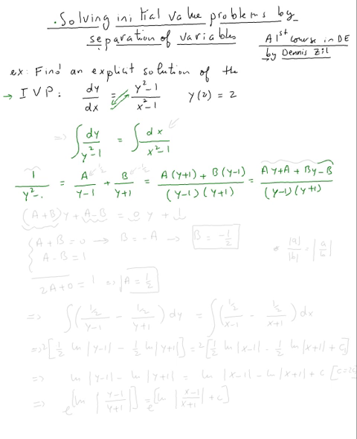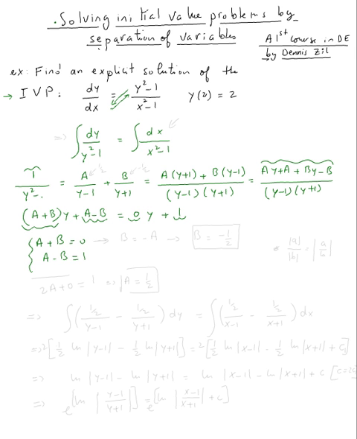Now I know that this has to be equal to 1, and I'm going to factor it. Factor y, you get (a plus b) y plus (a minus b) equals 1. But what is 1? 1 is the same thing as 0y plus 1. Now I know that a plus b is equal to 0. The coefficient of y has to be the same, and the constant has to be the same. So a minus b has to be equal to 1.